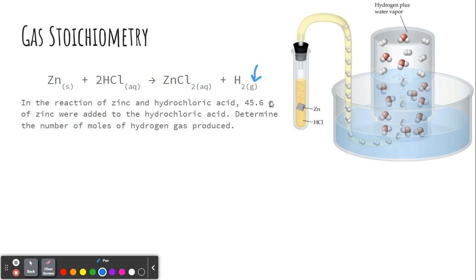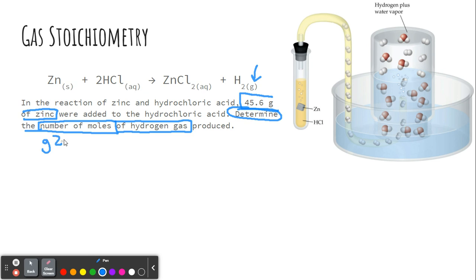So let's consider that we started with 45.6 grams of the zinc and reacted that with the hydrochloric acid. So that's my starting value. Then it says to determine the number of moles of the hydrogen gas produced. I should have boxed hydrogen gas too. So I'm starting in grams of zinc, and I want to finish in moles of H2, which means I'm going to have to get to moles of zinc first. So we're going mass to moles and then moles to my new substance.